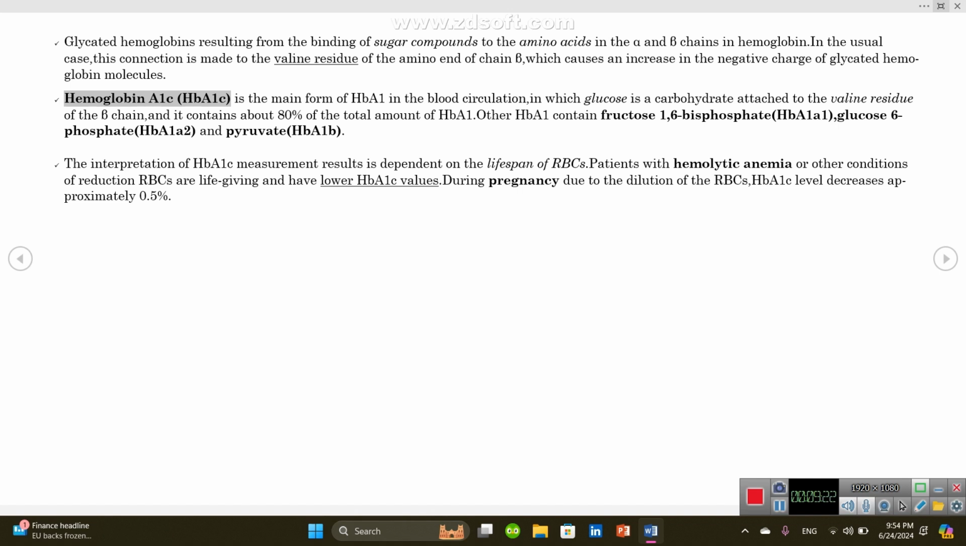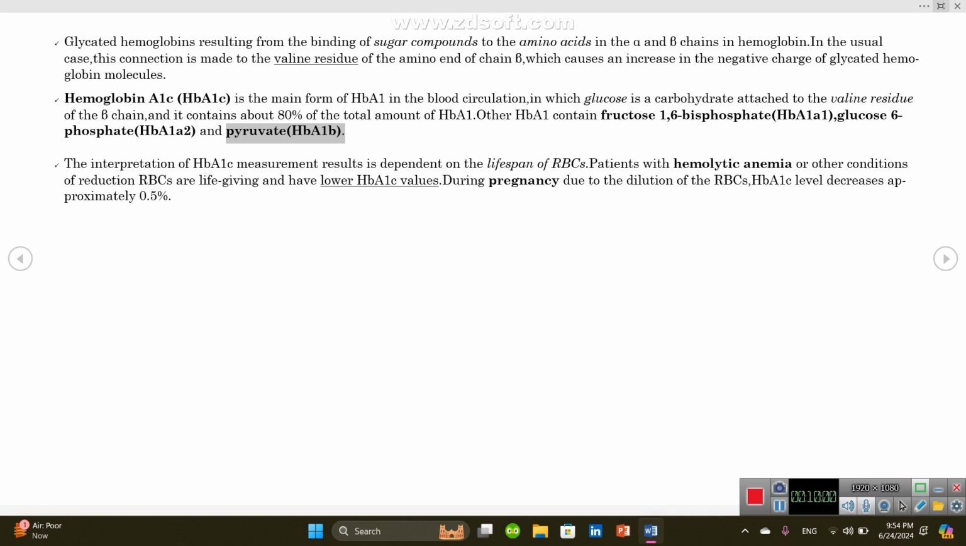But besides HbA1c, we have some other HbA1s. Like fructose 1,6-bisphosphate, or HbA1a1. The second one is glucose 6-phosphate, HbA1a2, and pyruvate, HbA1b, which is the product of glycolysis, which we are gonna talk about very, very deeply. Okay, pyruvate.